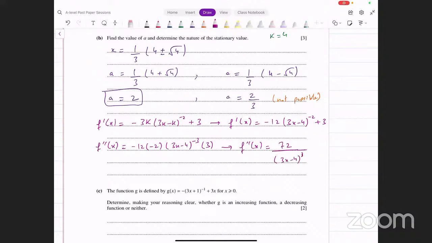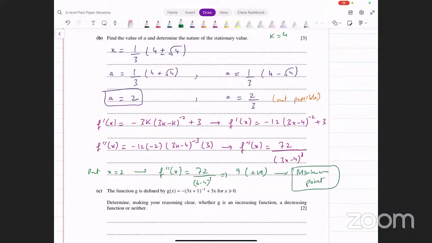अब क्या करेंगे, इसके अंदर x की वैल्यू 2 इनपुट कर दें, और देखें आपके पास सेकंड डेरिवेटिव क्या आता है. So we put x equals 2. That was the stationary point. What do we get? F double dash of x, that is 72 over 6 minus 4 whole cube. We're gonna get a positive value. 72 over 8 क्या हो जाएगा? It's going to be 9. Since this is positive, we say it is going to be a minimum point. Nature क्या हो जाएगी? Minimum point हो गया.